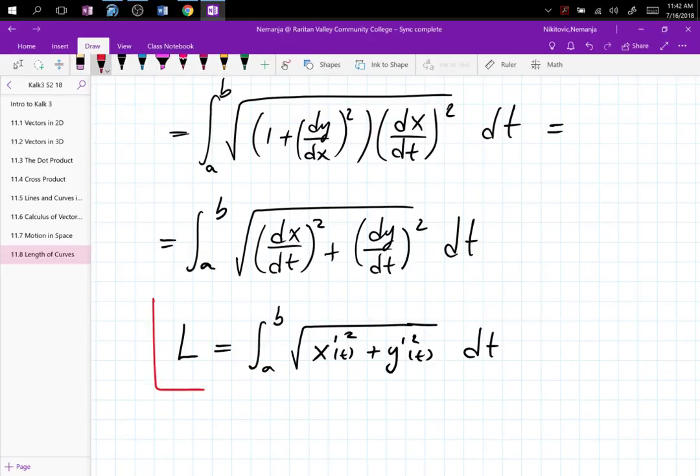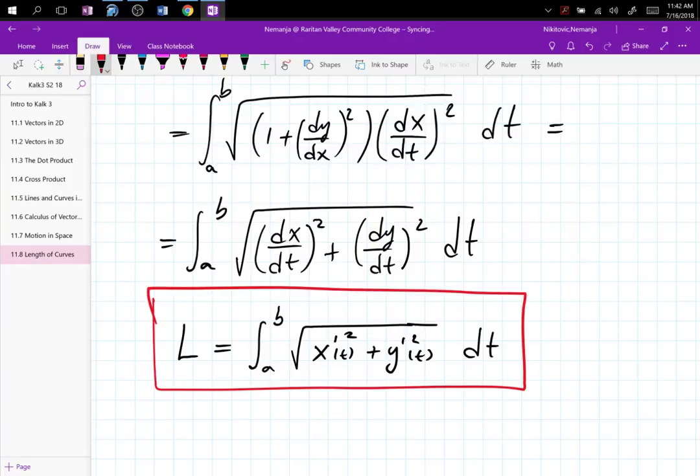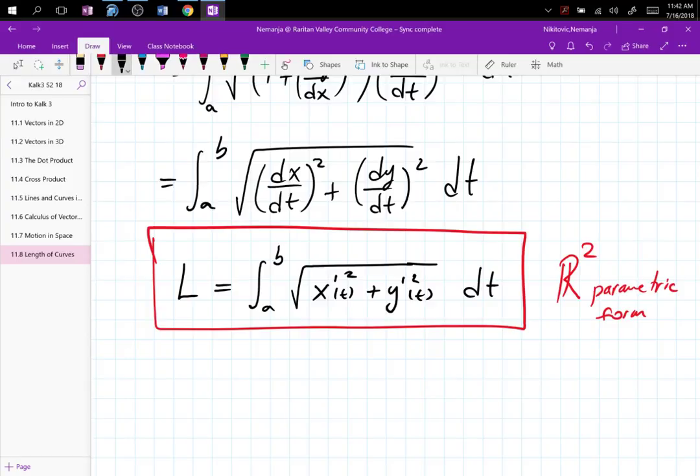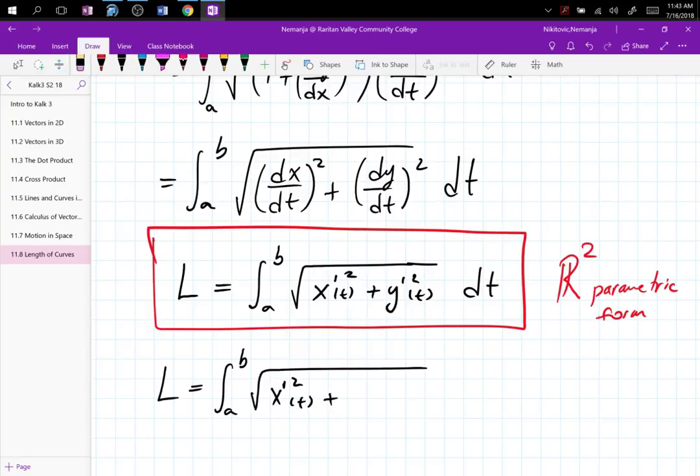So this is our R2, two-dimensional parametric form for length of curves. Now, if I want the 3D, well, you just toss in z inside. That's how you make your 3D equations. This is parametric, so you can just keep adding components. So length is, again, the integral over the parameter from a to b of the square root of x prime squared of t plus y prime squared of t plus z prime squared of t.